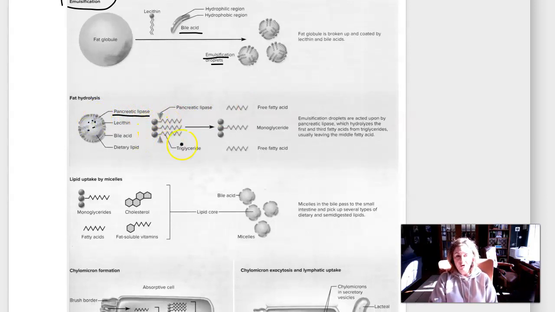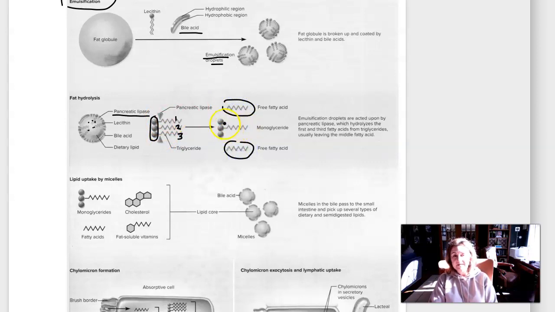And here we're looking at a triglyceride. So remember, a triglyceride is a glycerol molecule with these zigzag lines, 3 fatty acids coming off of it. So pancreatic lipase chops off, you can see, those 2 peripheral fatty acids. So we get 2 free fatty acids.